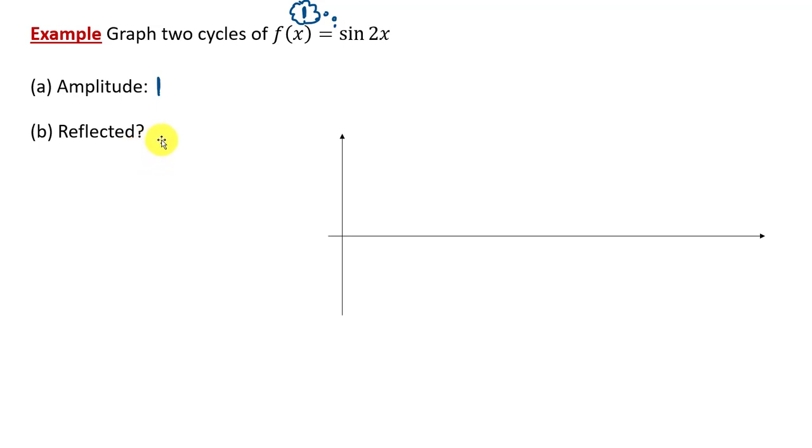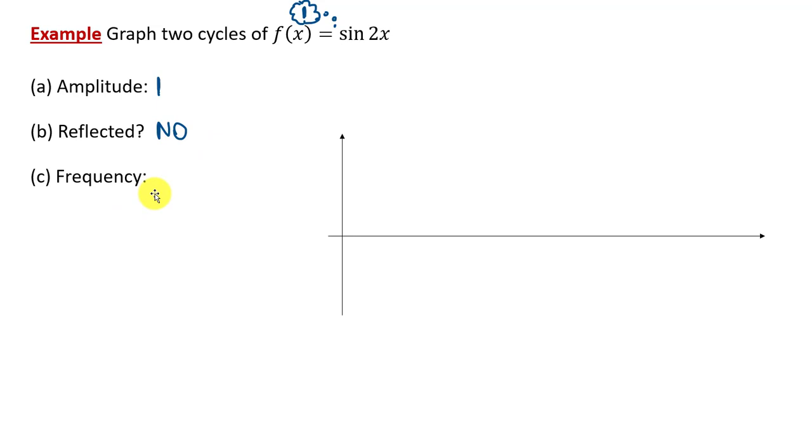Next, let's determine if it's going to be a reflected or non-reflected graph, because that will determine how it starts at the first cycle. For that, we again have to look at the number that's in front of the sine or cosine function to see if it's positive or negative. Well, we already said it's 1 that we have there, an invisible 1, and definitely it's positive. We don't see any negative signs, right? So since it's positive, the graph will not be reflected.